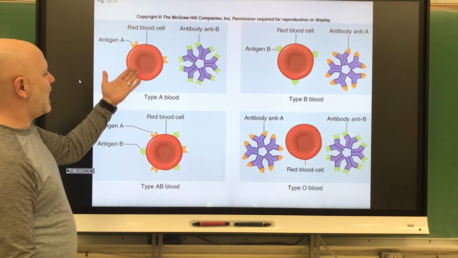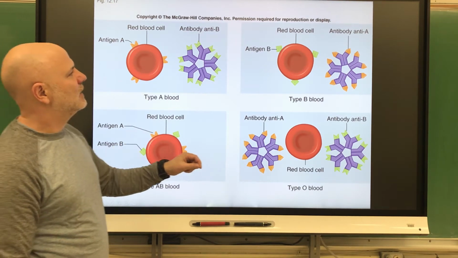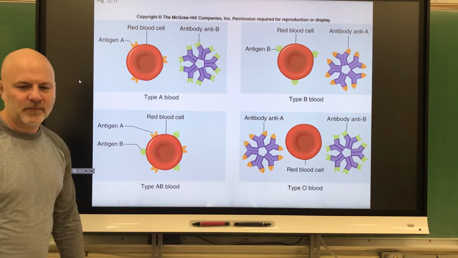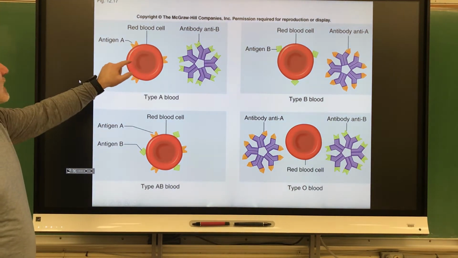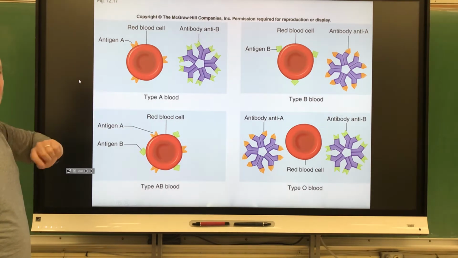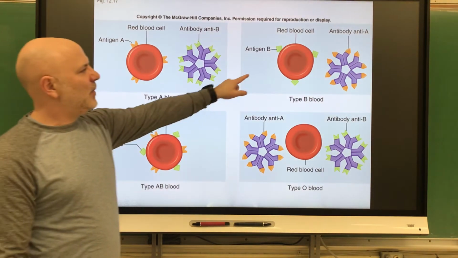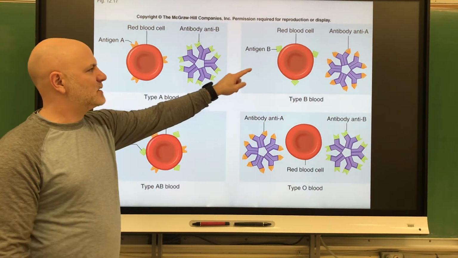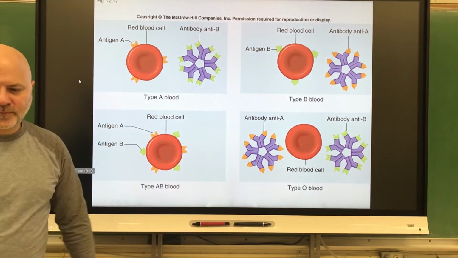Can't donate to A because it has the B antigen, and it can't donate to B because it has the A antigen, all right? A blood can accept blood from A and O, and it can donate to AB. B blood can accept blood from B and O, and it can donate to B and AB.